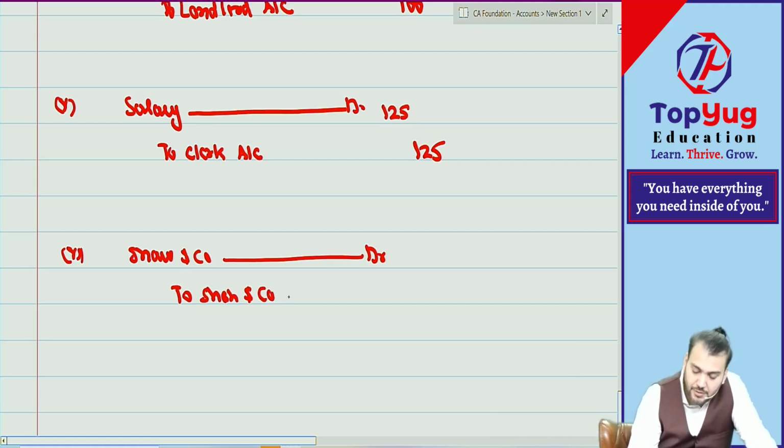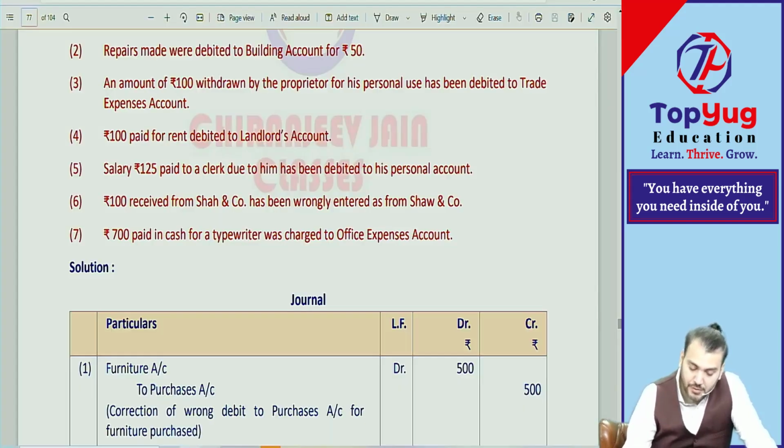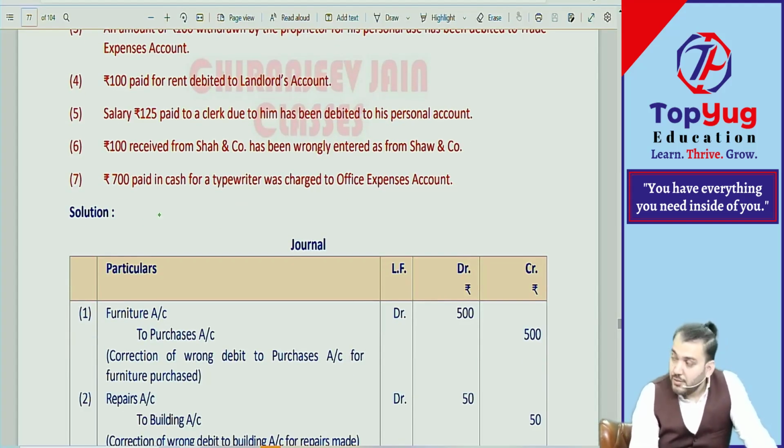Shah and Company. What is the amount? 100. Correct? Yes, sir. Then point number 7. 700 paid in cash for a typewriter was charged to office expense account.